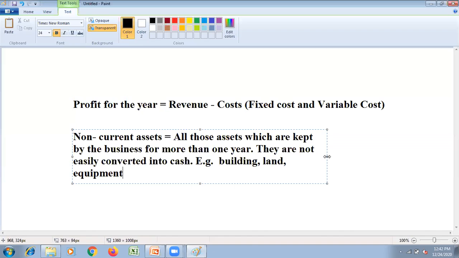So now imagine building, land and equipment. They are used in the production process. They are not for selling purposes, right? That's why they stay with the business for more than 1 year, right? Secondly, they take time to be converted into cash.